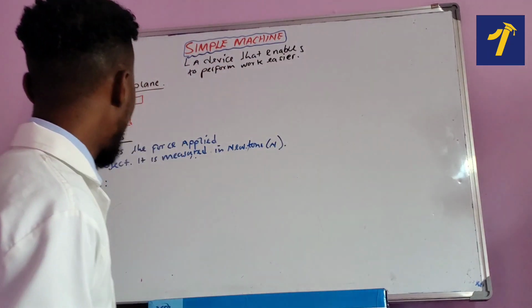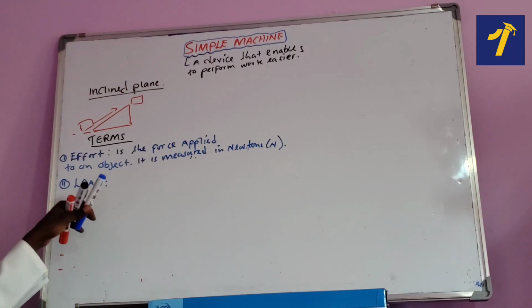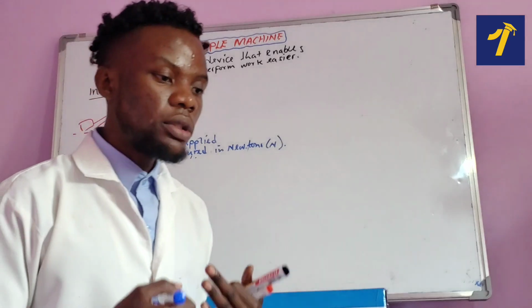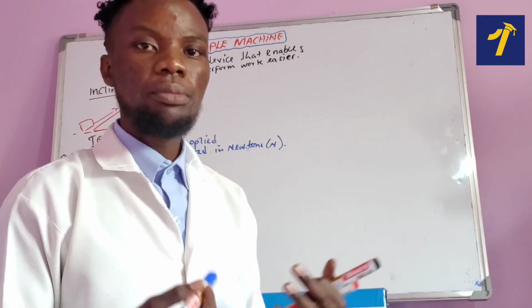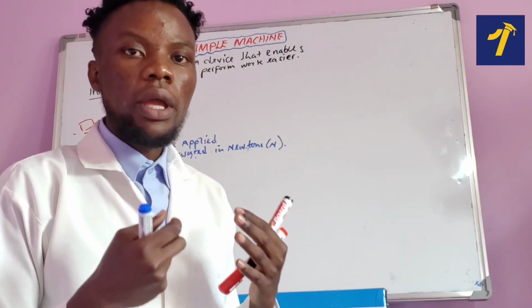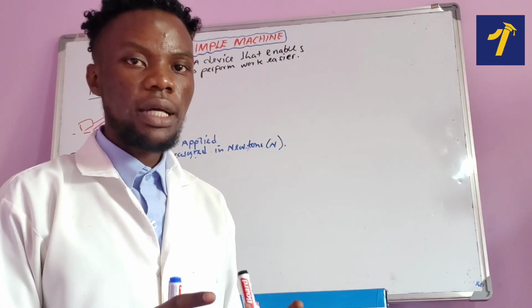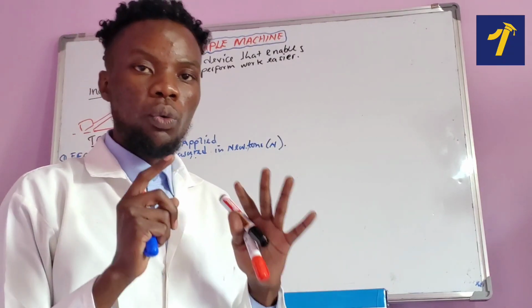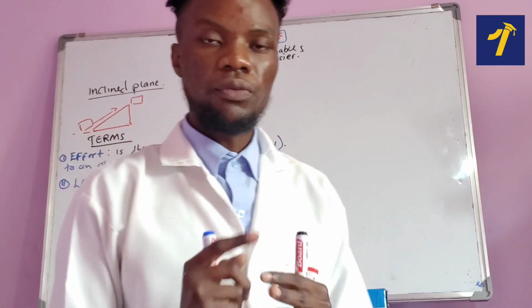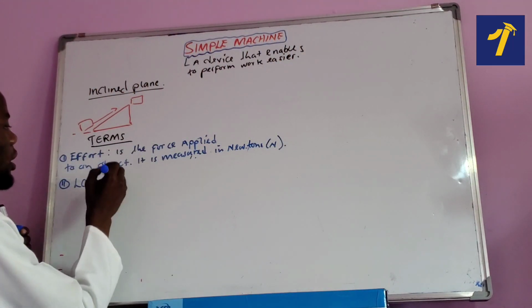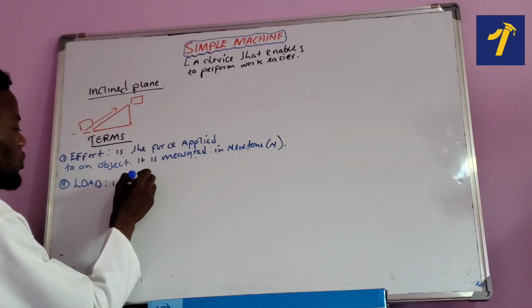All right, so now let us understand the load. What is load? Load is the weight of an object, or the force that an object exerts on the surroundings. To make it simple, I'm going to say load is the weight of an object.